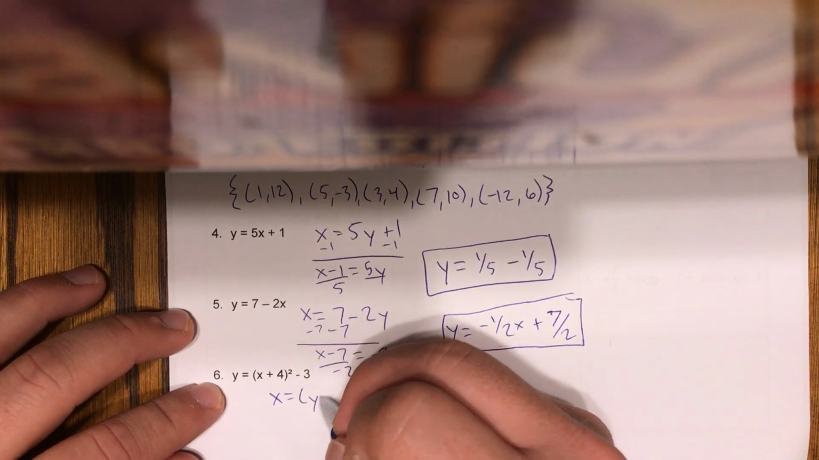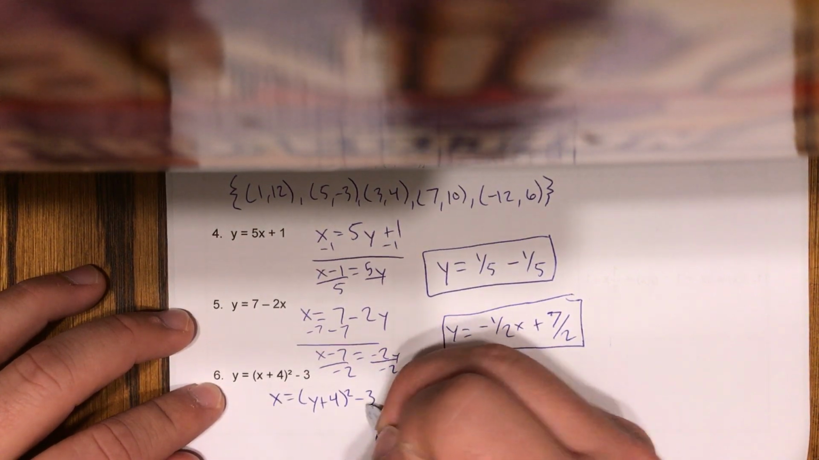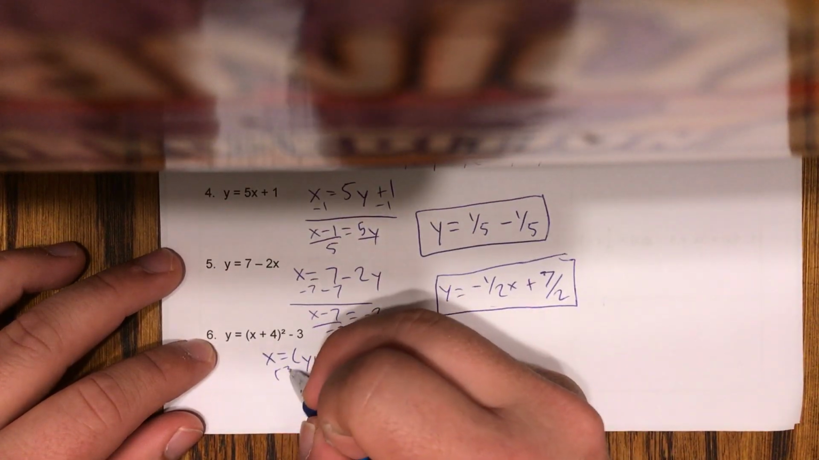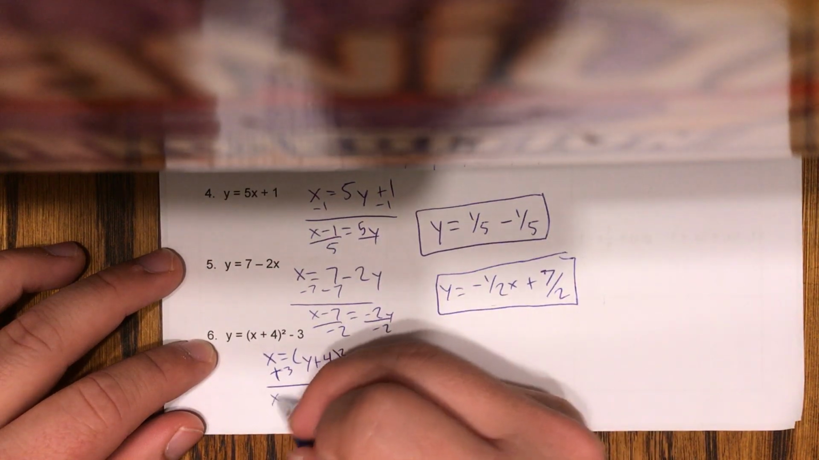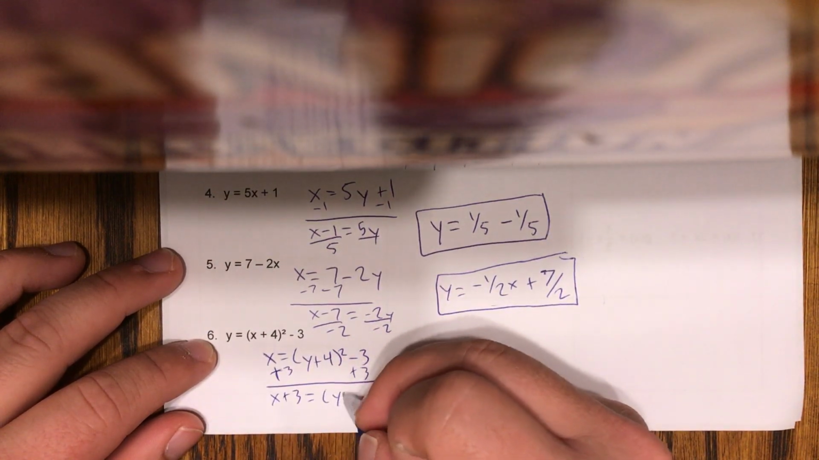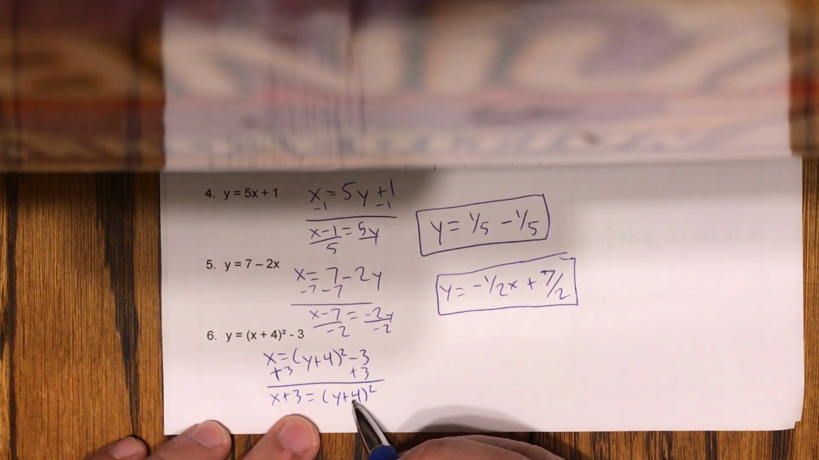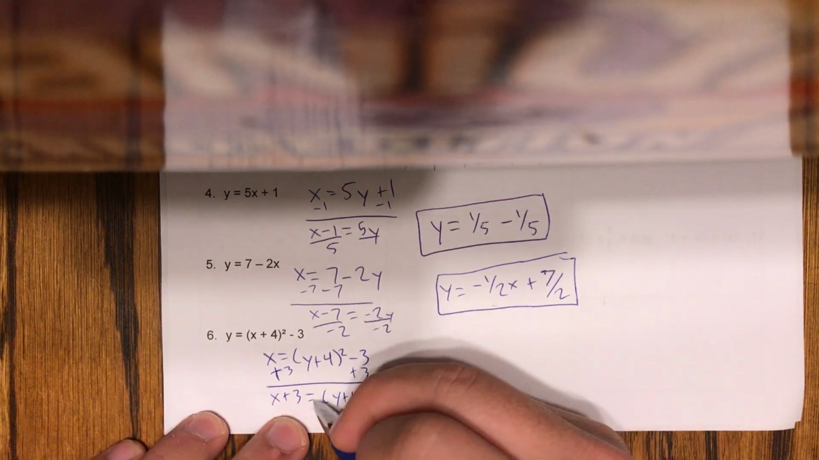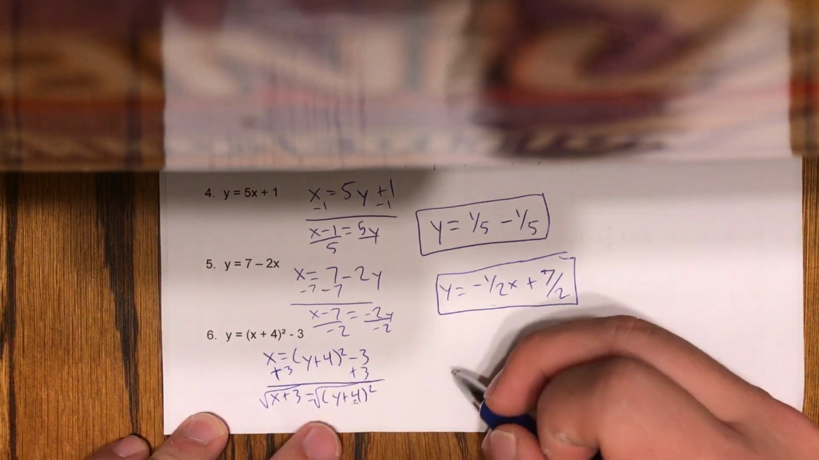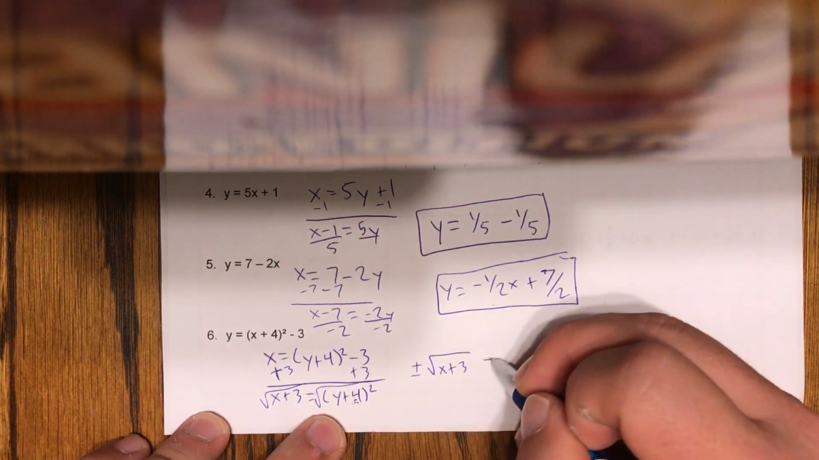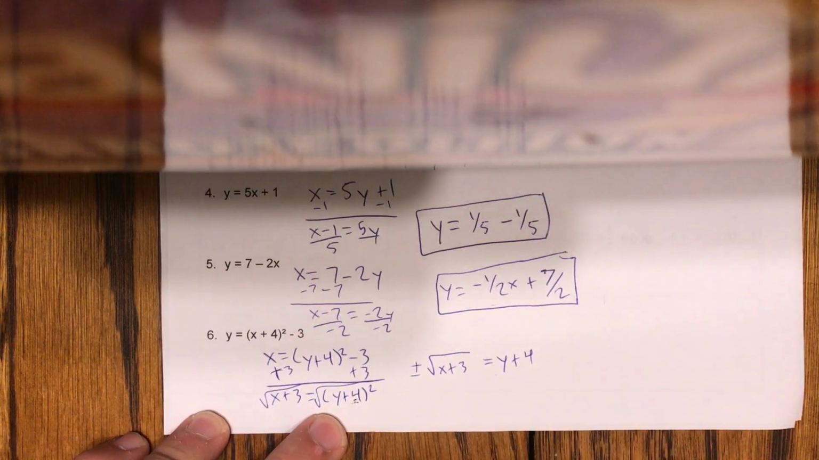And then my last one, number 6 right here on the front, we'll switch my x and y, so x equals (y plus 4) squared minus 3. We're going to get rid of the minus 3 first. So x plus 3 equals (y plus 4) squared. This plus 4 is inside the parentheses, so I can't get rid of it quite yet. We're going to get rid of the squared by taking the square root of both sides. And so we get plus or minus the square root of x plus 3 equals y plus 4.